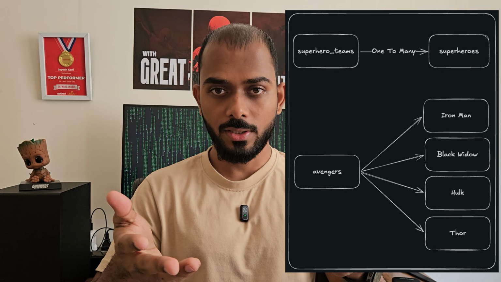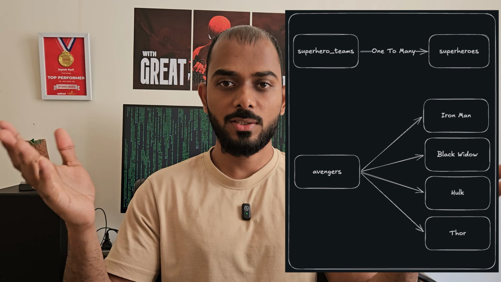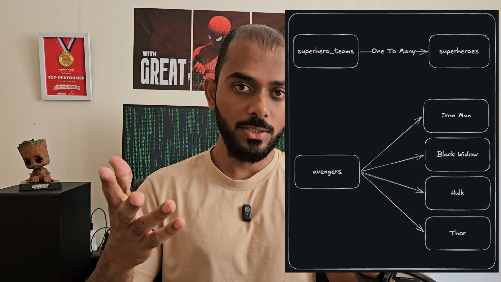For anyone who is not familiar with the n plus 1 concept: basically, whenever you need to fetch one entity, which is just a table in Spring Boot, and it has a list of other entities. For example, you have a superhero team table, and there could be multiple superhero teams and each team can have multiple members. So let's assume we have Avengers.